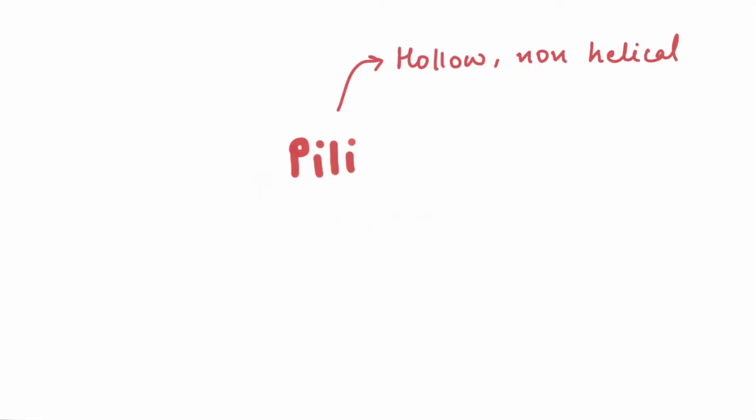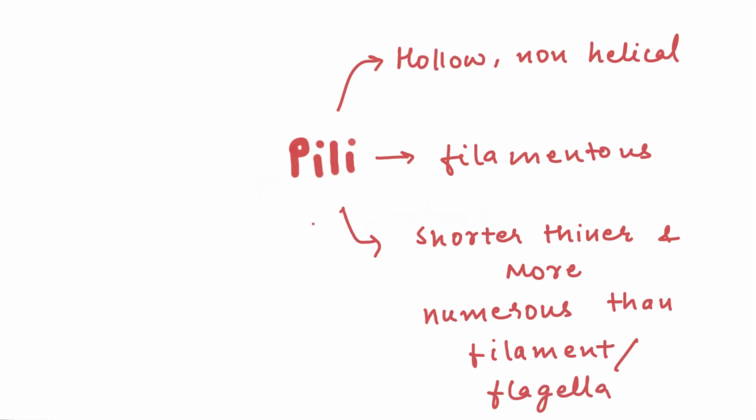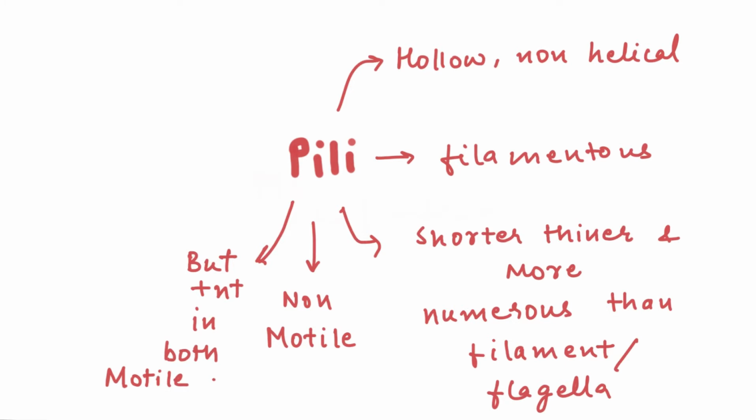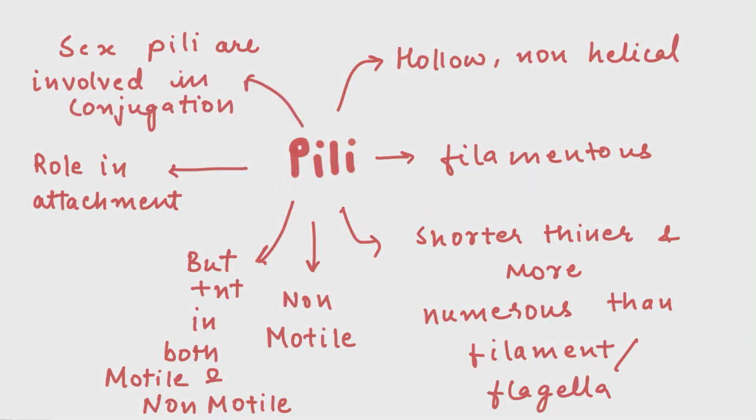Pili. They are hollow, non-helical, filamentous structures. They are shorter and more numerous than filament or flagella. They are non-motile but can be present in both motile and non-motile bacteria. They play a great role in attachment. Sex pili are involved in conjugation.